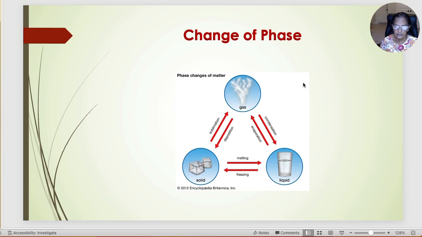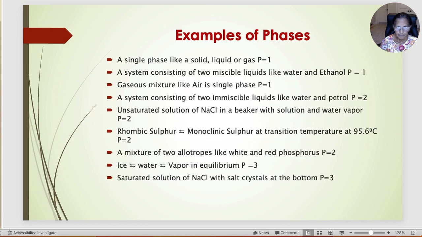Let's see what is change of phase. When a solid sublimes into gas, it is a change of phase. Similarly, a gas deposits into a solid, a solid melts into liquid or water freezes into solid. Similarly, liquid evaporates into gas and gas condenses into liquid. These are all changes of phase.